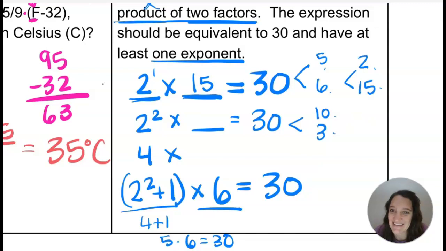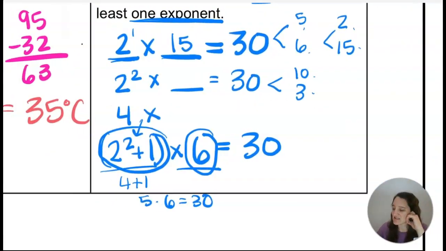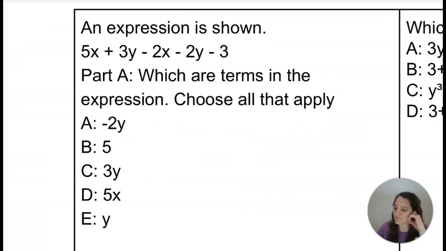I like that. I want to see what you guys come up with. That was mine. So I was looking for the product, so I had to times two things together. These are the two things that I times together. It does equal 30, and it does have at least one exponent. Feel good about that. All right, let's go on to the next question.